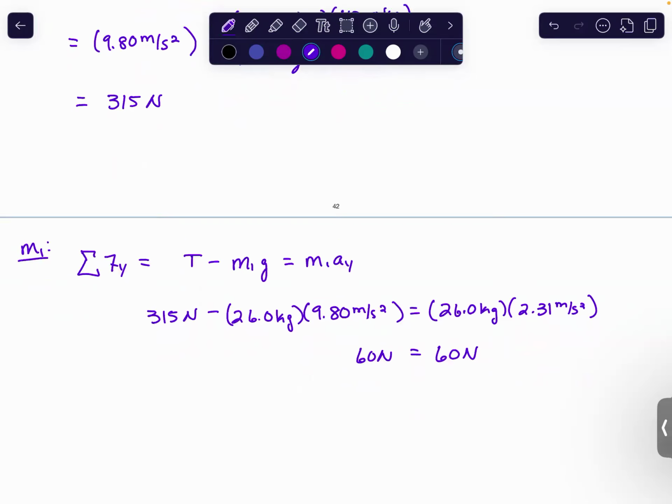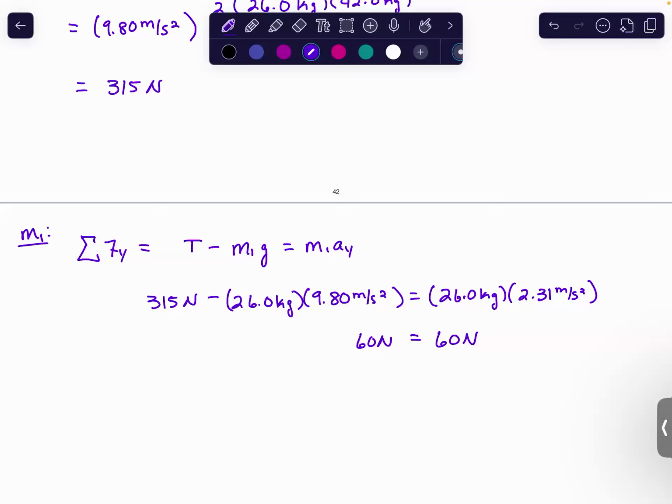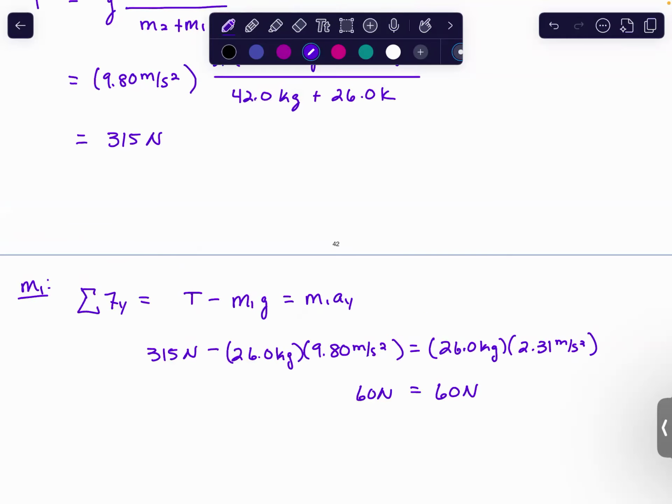Of course, you could do the same thing for M2, and you'll see that that one comes out to be 97 newtons and 97 newtons. So yes, this does verify Newton's second law. And the Atwood machine is one of the most famous experiments for verifying that.